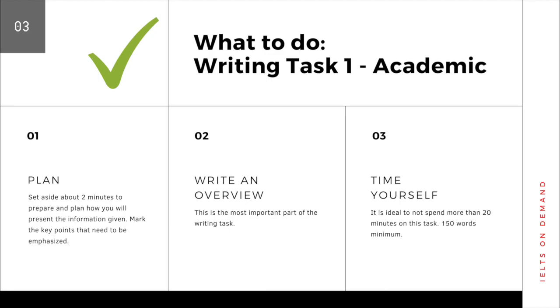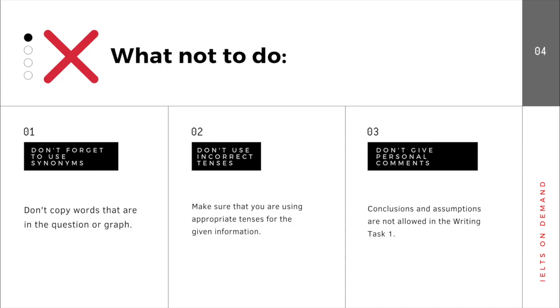Okay, what not to do in the writing task 1. So don't forget to use synonyms. Remember that whatever is written in the task, in your questionnaire, remember to not repeat those words because those words will not be counted. Remember to try to rephrase your answers. If not, you can come up with your synonyms, and that will help you in maximizing or reaching the lexical resource part of the criteria, basically.